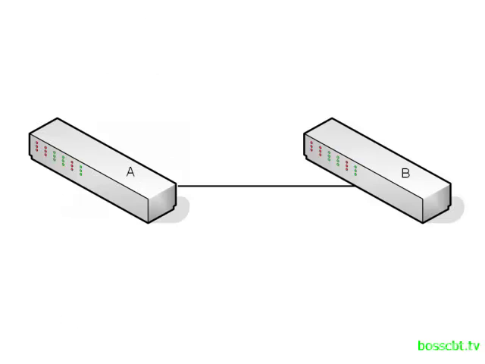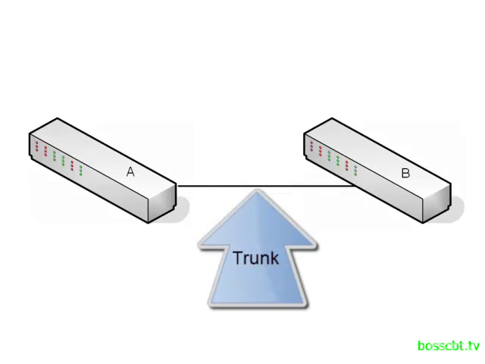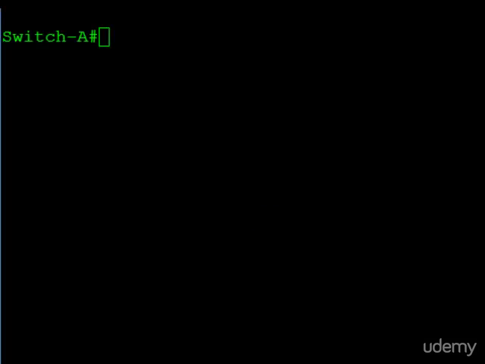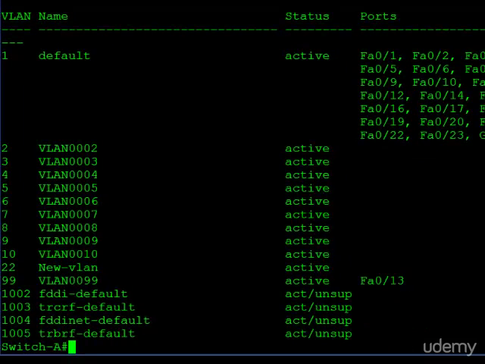In terms of our lab, we're just going to start off with two switches, switch A and B, and they have a trunk between them, and there are numerous VLANs, as you'll see soon, enabled on that trunk. Okay, we're on switch A, and I want to begin by just showing you all the VLANs we have configured. So it's 1 through 10, 22, and 99.